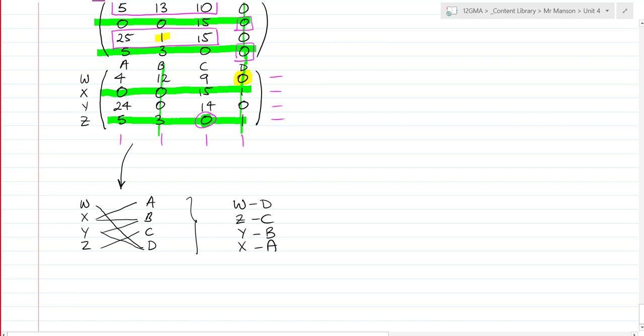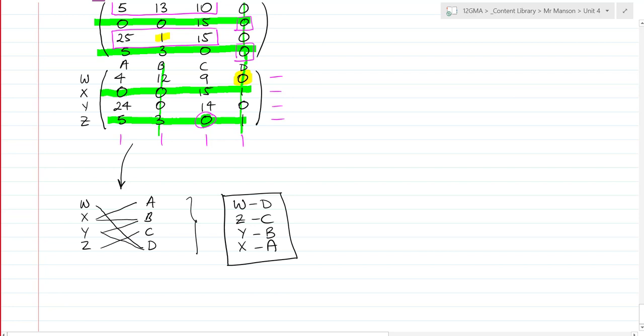Now, question 7 asks you to find the allocation that gives you the minimum cost. That is the allocation. Always just take your time to reread the question and make sure that you've actually answered it. It might ask you for the minimum cost. In this case, it doesn't.